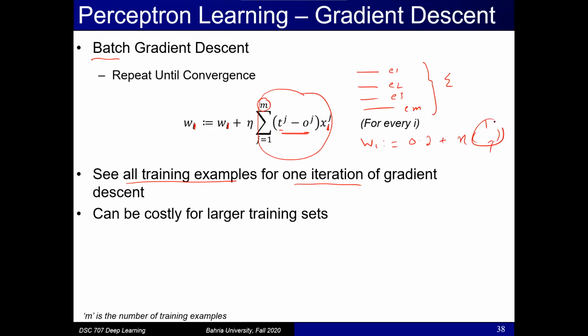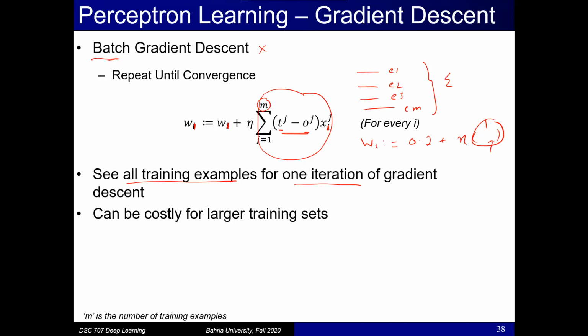To compute this, you need to see all the training examples, right? Which can be very, very slow, especially if your training data is in thousands or maybe in millions. Then it means that batch gradient descent is not a good option, right? Because you have to see all the training examples just for one iteration of gradient descent.